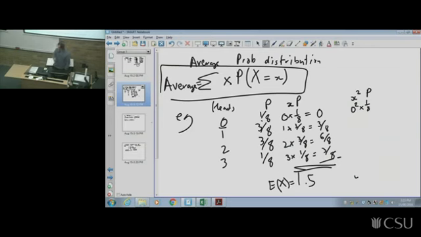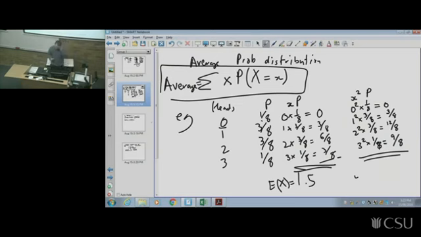So 0 squared times 1/8 is 0. That's the easy one. Next one is 1 squared times 3/8. Next one will be 2 squared times 3/8, which is 12/8. And this one is 3 squared times 1/8. That would be 1... wait, that's 9/8. Sorry, I didn't write it down properly. 9/8. And then we can add these up.